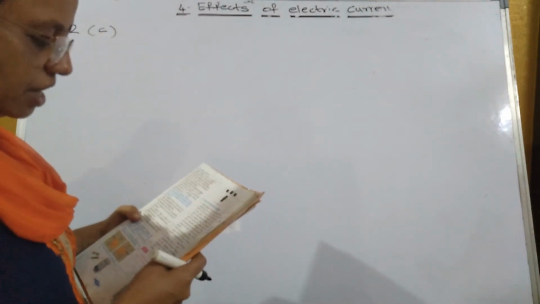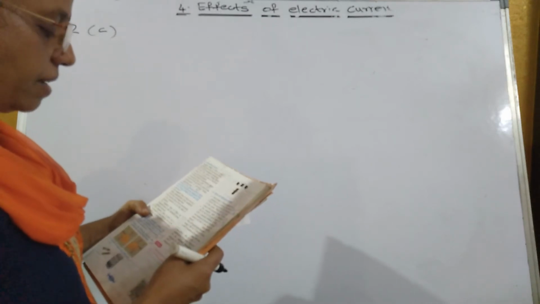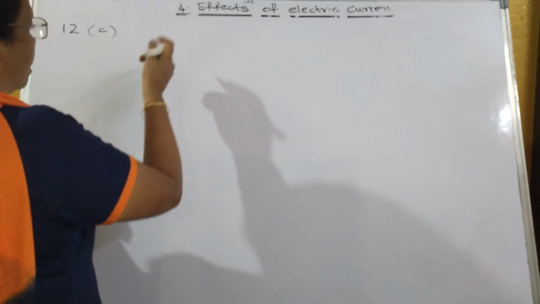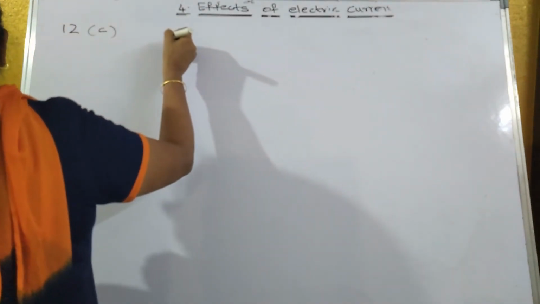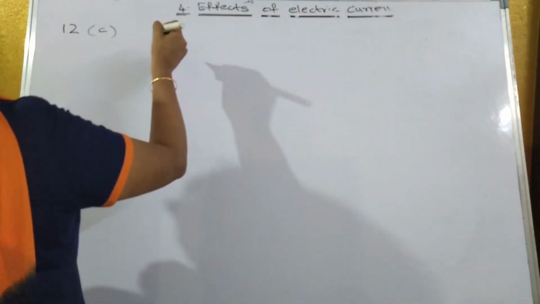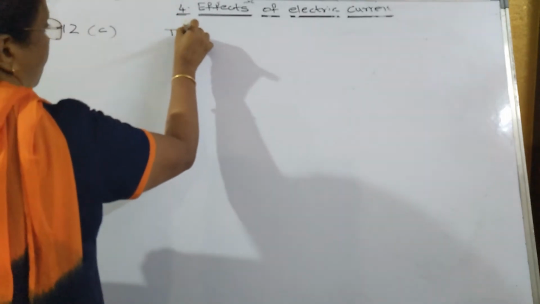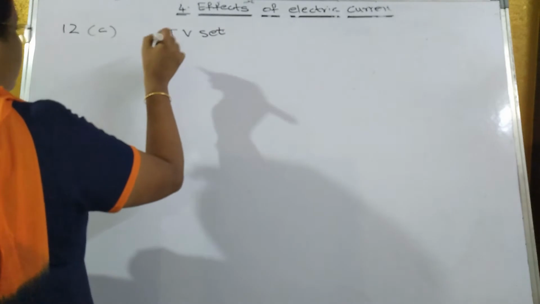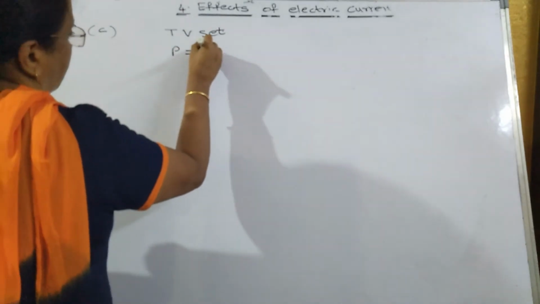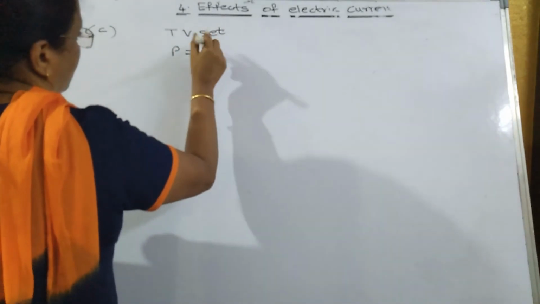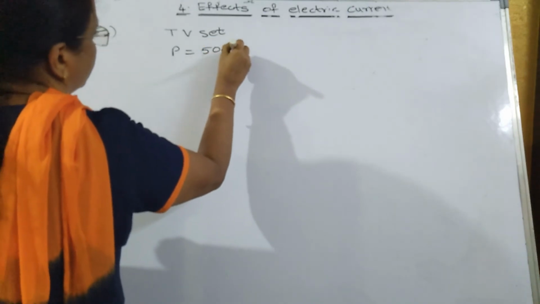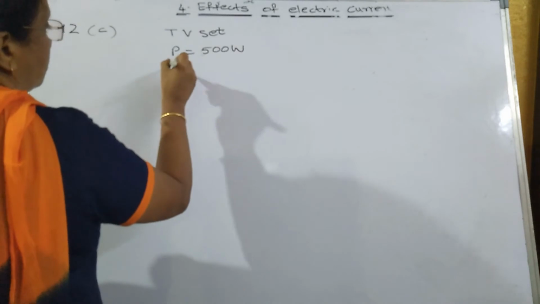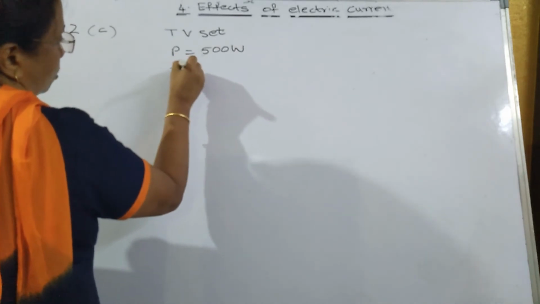Now 12C, who will spend more electrical energy? 500 watt TV set in 30 minutes or 600 watt heater in 20 minutes? Now they have given TV set. Power is equal to 500 watt, and for how many minutes? 30 minutes.